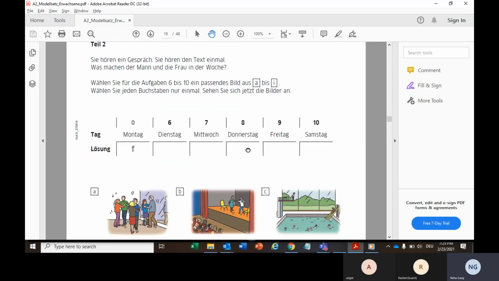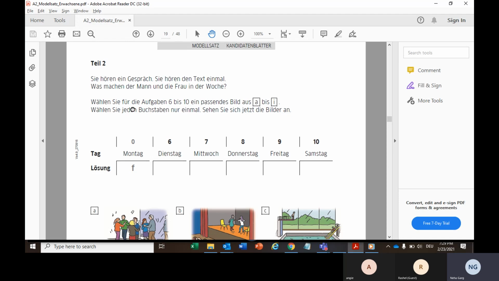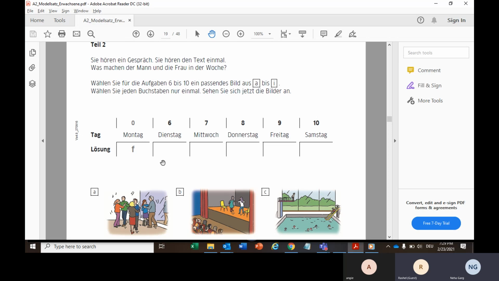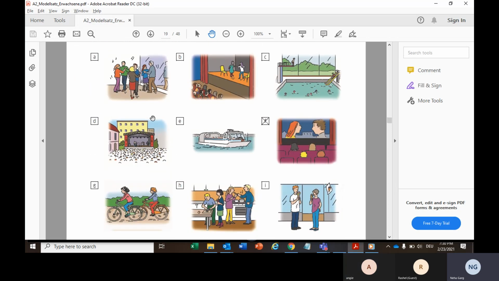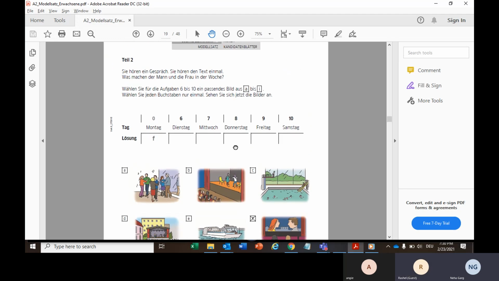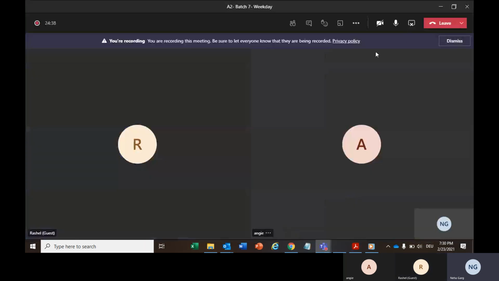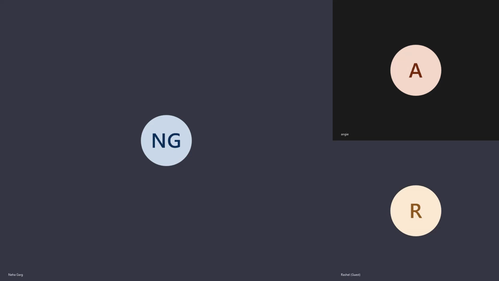Okay, now moving towards Teil 2. Sie hören ein Gespräch und Sie hören den Text nur einmal. Was machen der Mann und die Frau in der Woche? So you have to put an information that what they are doing over the weekend. So 5 information you have to pay attention to, and these are the things which they will be doing. Okay, I'm playing the audio and now pay more attention, please.